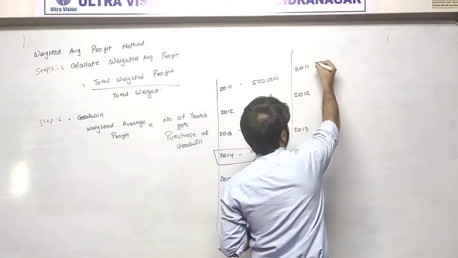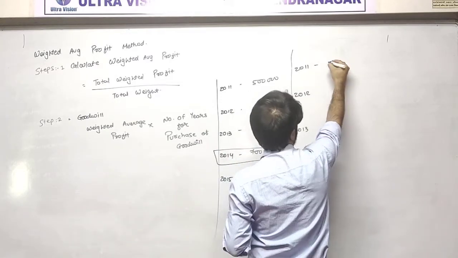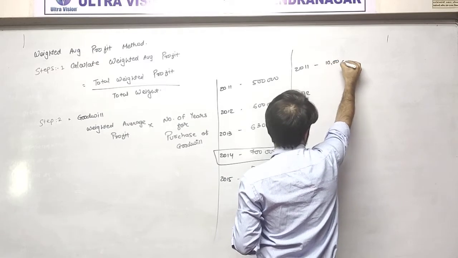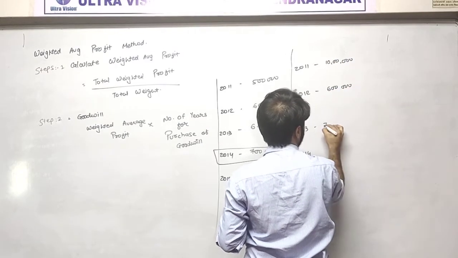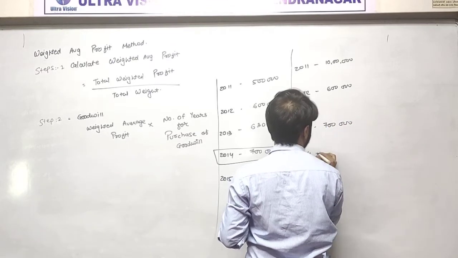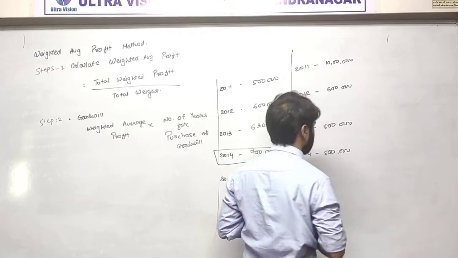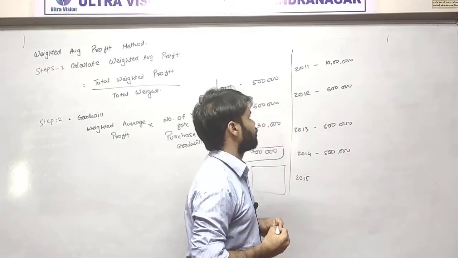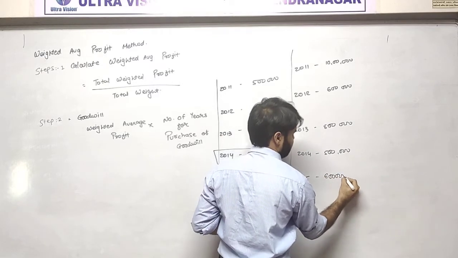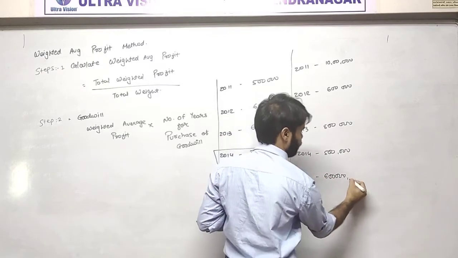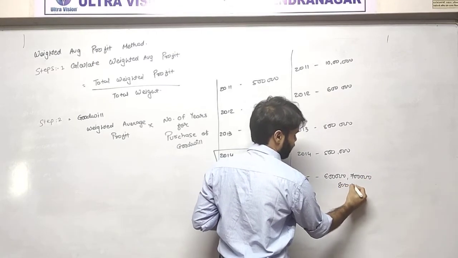But at the same point of time, in 2011, there is another kind of business. The business got 10 lakh rupees. Here it got 6 lakh rupees. Here it got 7 lakh rupees. Here it got 5 lakh rupees. So, what should I say? Business will get 6 lakh, not sure. 7 lakh, not sure. 8 lakh, not sure.